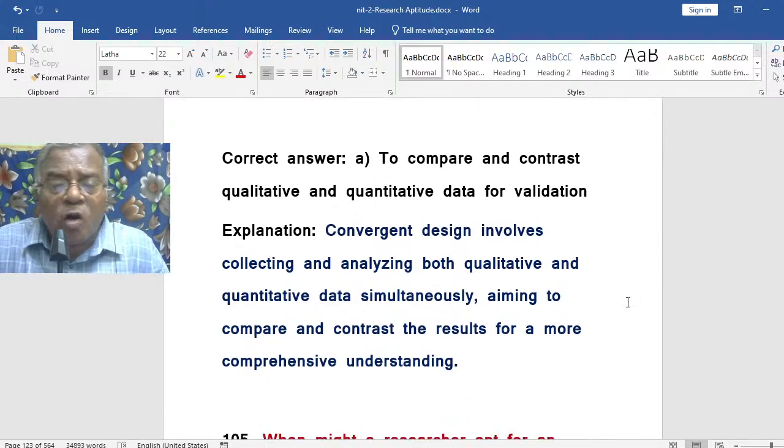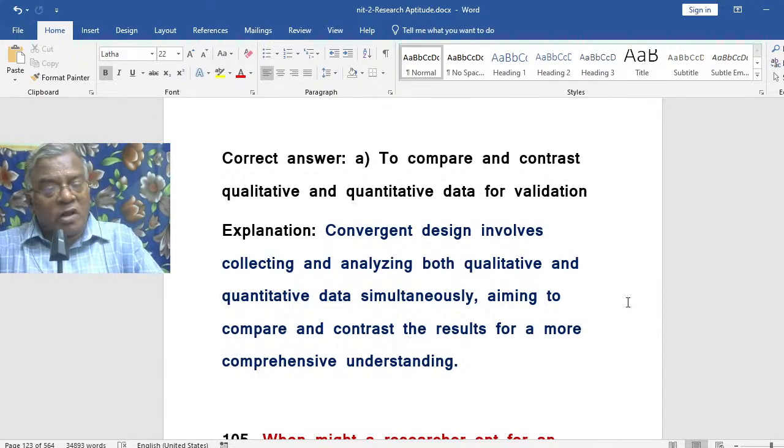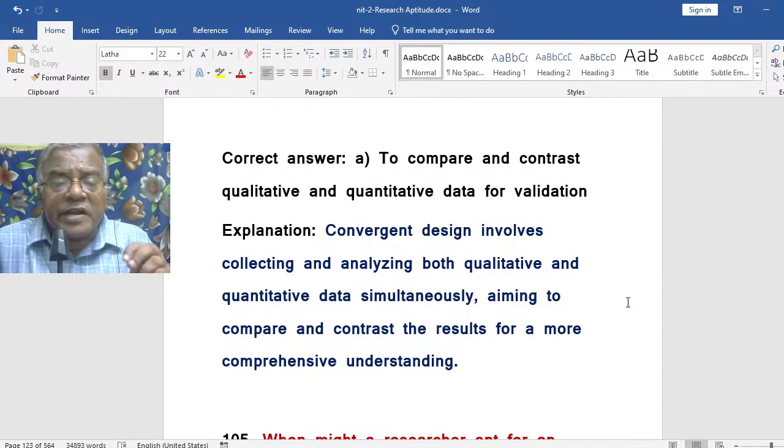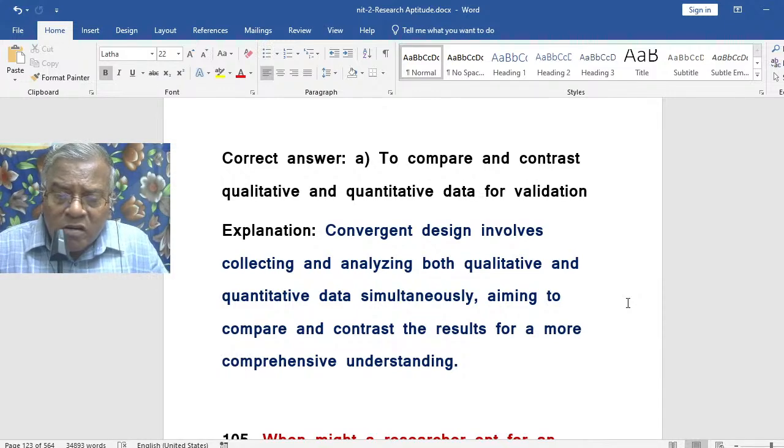Convergent design involves collecting and analyzing both qualitative and quantitative data simultaneously, aiming to compare and contrast the results for a more comprehensive understanding, full understanding, complete understanding. So convergent design involves collecting and analyzing both qualitative and quantitative data simultaneously, aiming to compare and contrast the results for a more comprehensive understanding. That is called convergent design.